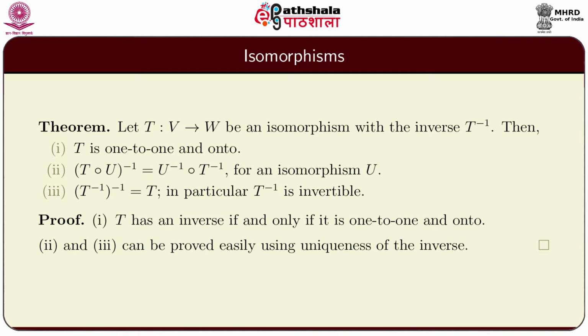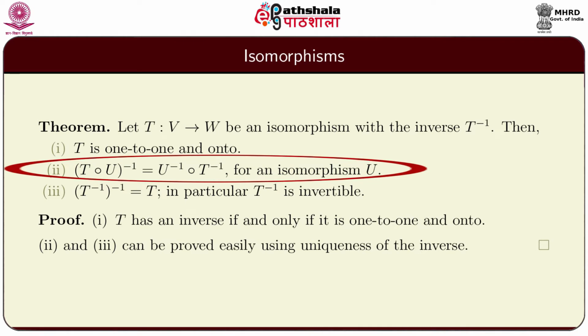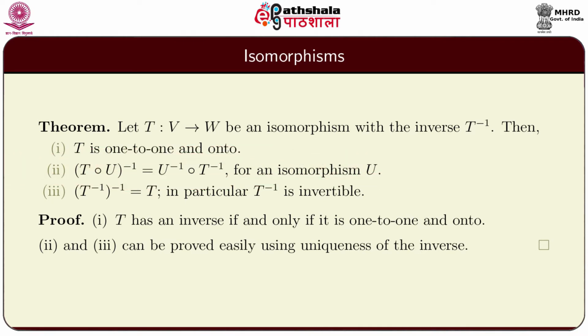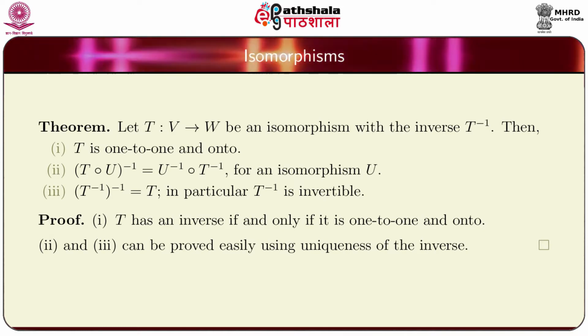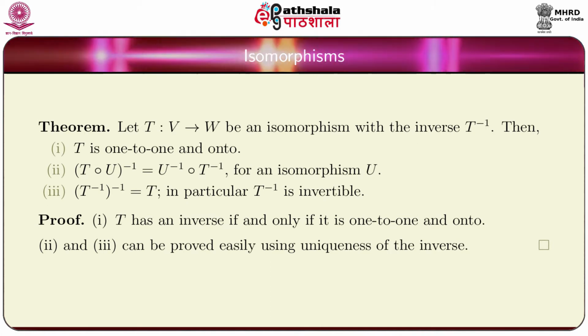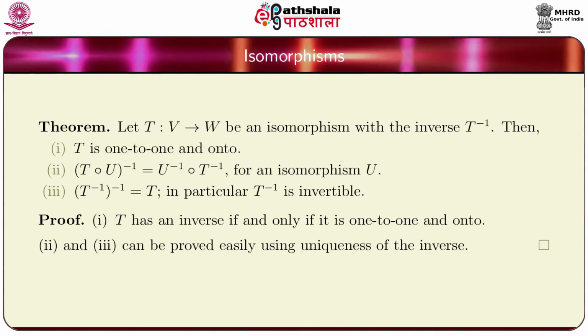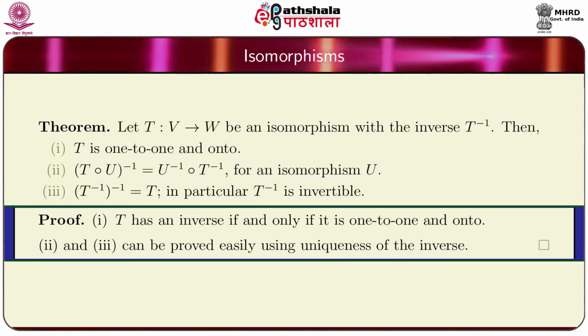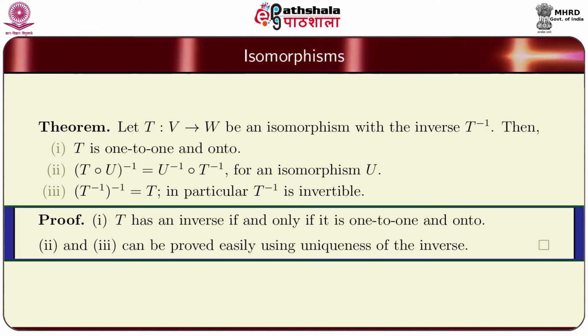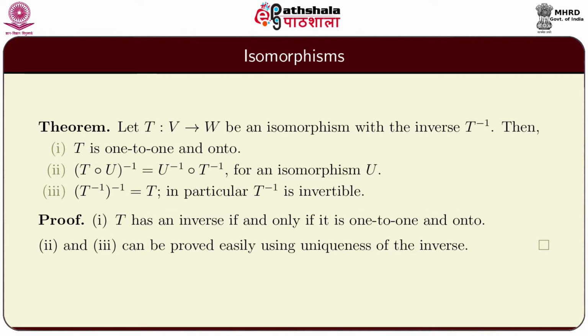This theorem lists down some simple properties of an isomorphism. Suppose that T from V to W is an isomorphism with the inverse U, then T is 1-1 and onto, T circle U inverse is U inverse circle T inverse, and the inverse of T inverse is T. In particular, T inverse is invertible. The proof of statement 1 is true because T has an inverse if and only if it is 1 to 1 and onto, and 2 and 3 follow easily from the fact that an inverse, if it exists, is unique.